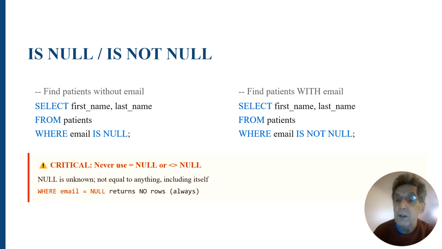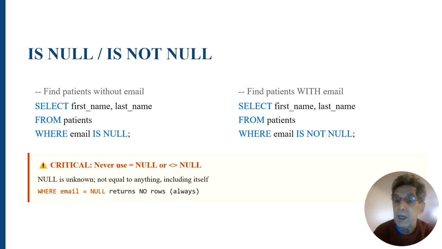All right, now let's go into NULL. And this is a topic where many beginners make lots of mistakes. NULL in SQL represents the absence of a value, which means unknown or not applicable. But it's not a zero. It's not an empty string. It's not false. It's the lack of a value. So to find rows where a column has no value, you need to use IS NULL. To find rows where a column has a value, you use IS NOT NULL. In the examples, we're finding patients without email addresses and patients with email addresses.